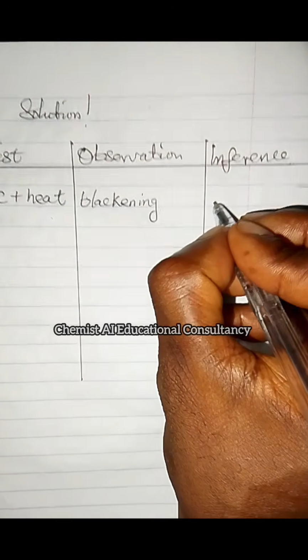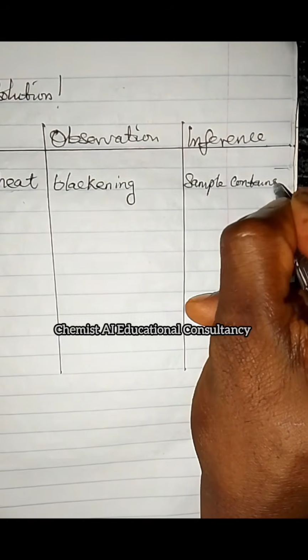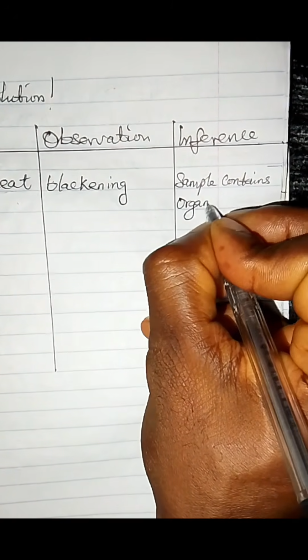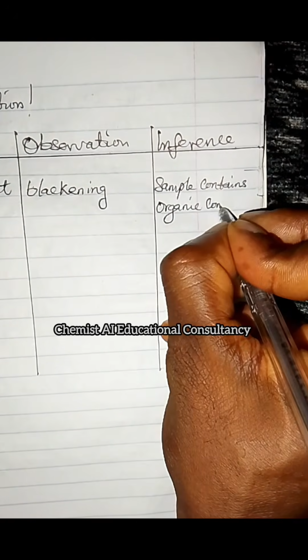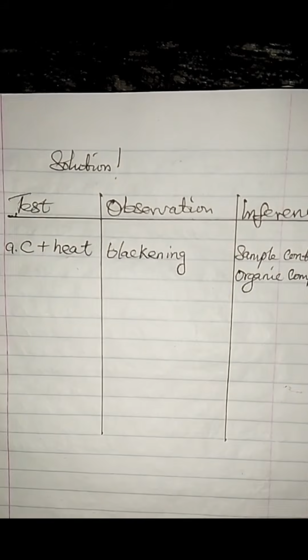Now in chemistry, whenever you heat a sample and it turns black, that sample is likely to be an organic compound. For instance, sugar. If you heat sugar, it turns black because organic compounds contain carbon, and carbon is black when heated. So you write under inference, sample contains organic compound. You can also write organic compound present. And you draw your line from the last line. Then you quickly go to number 2.